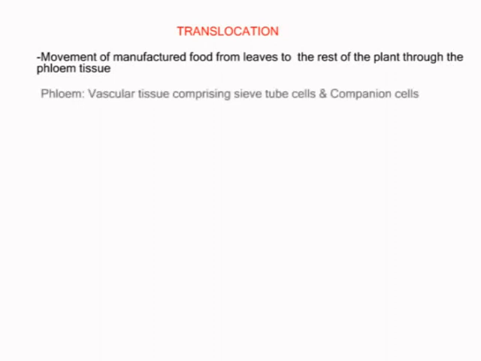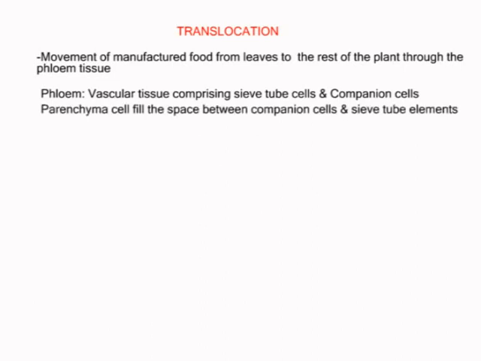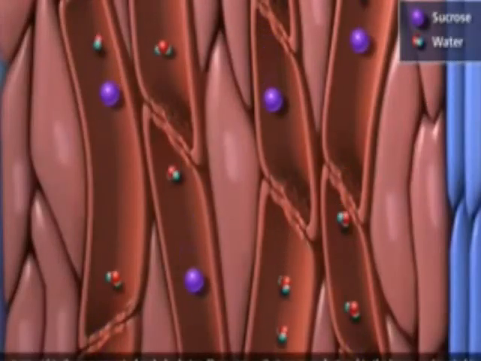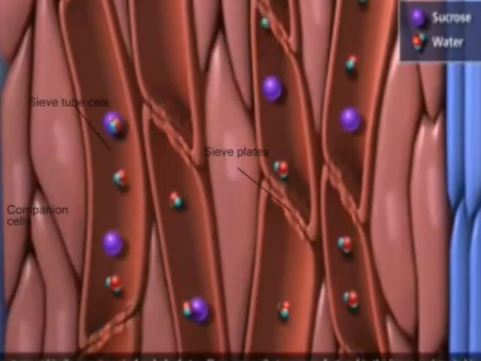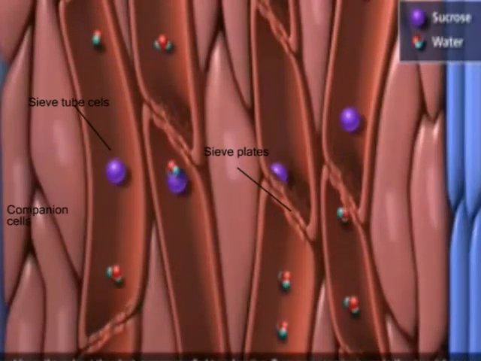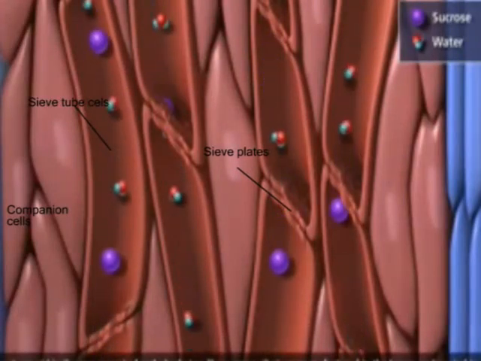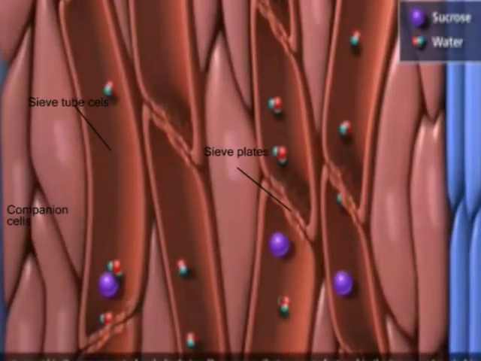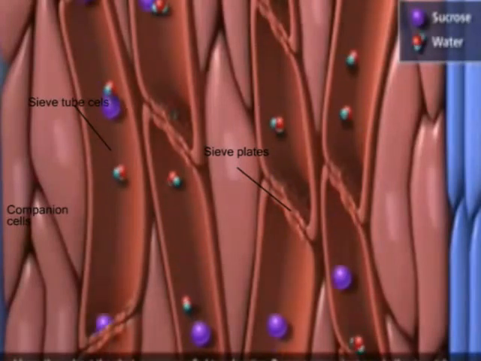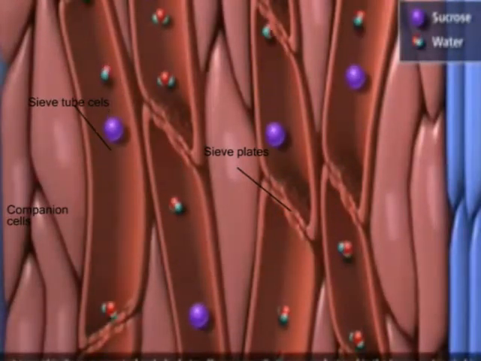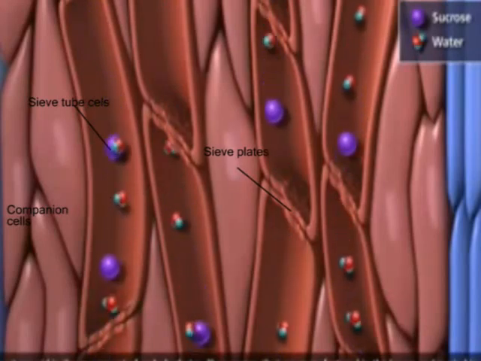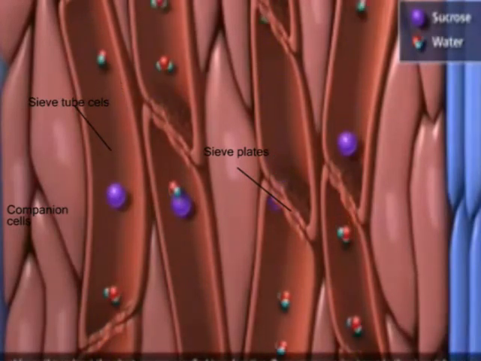The phloem is a vascular tissue made up of sieve tube cells and companion cells. Parenchyma cells fill up the space between the companion cells and the sieve tube element. The sieve tube cell is long with perforated end walls, which are called sieve plates or sieve areas. Cytoplasmic strands run through the sieve plates connecting adjacent cells. At maturity, sieve tube cells lack nuclei and ribosomes. Mature sieve tube cells have fewer mitochondria. Some cytoplasm is also found in the periphery of the sieve tube cells.